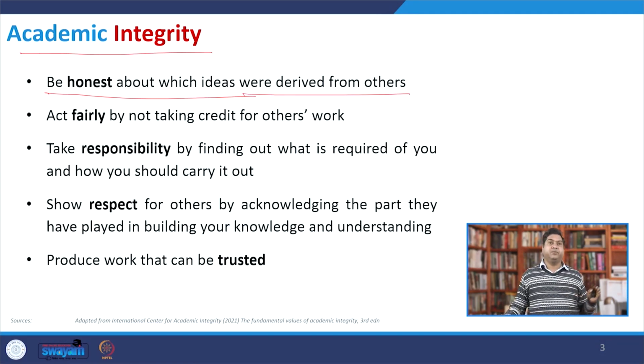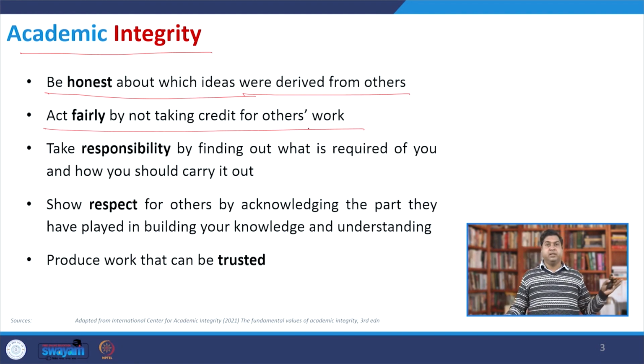If we find some concept that has been established or given by another researcher in their past work, we should acknowledge them. We should not steal the idea, because that is not going to help us as researchers to grow. It can lead to plagiarism and ethical issues that will have different consequences. Academic integrity is also about acting fairly by not taking credit for others' work.